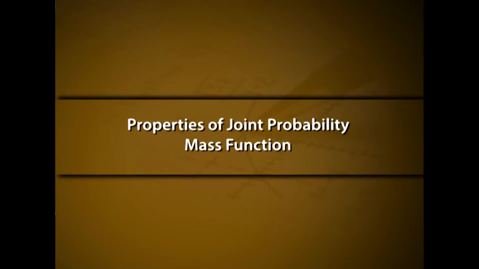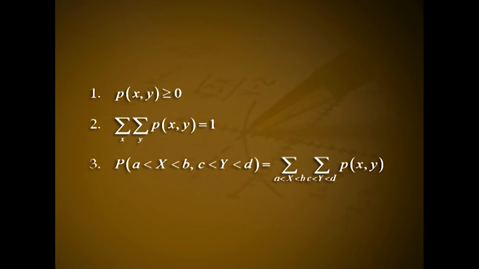Properties of joint probability mass function. 1. P of xy greater than or equal to 0. 2. Summation over x, summation over y, p of xy is equal to 1. 3. P of a less than x less than b, c less than y less than d, is summation over a less than x less than b, summation over c less than y less than d, p of xy.